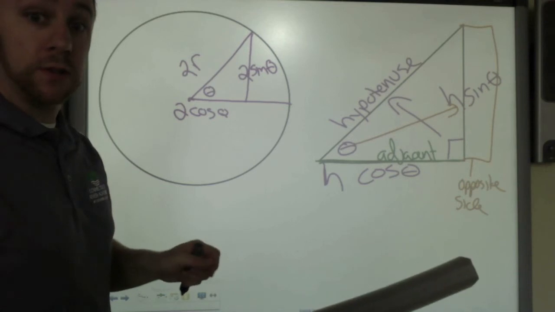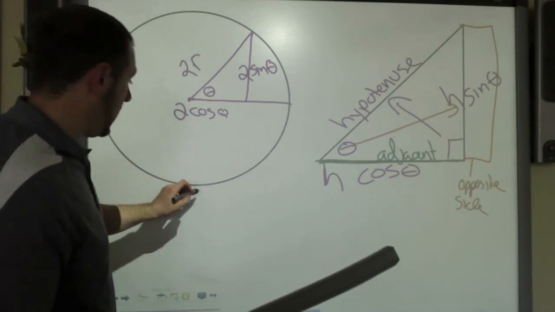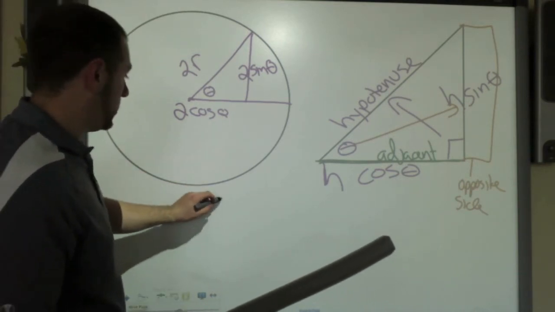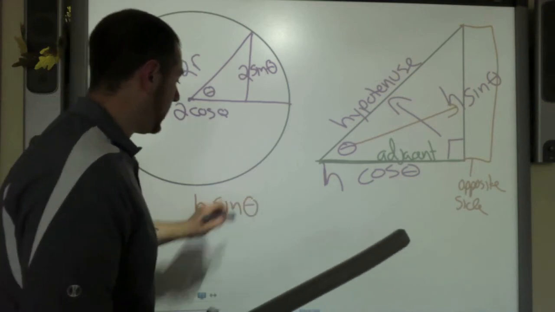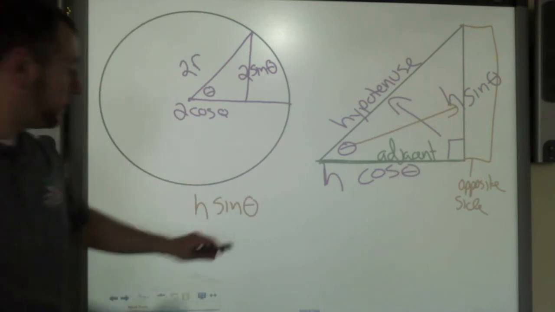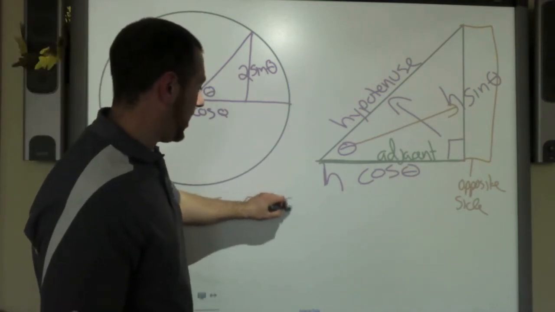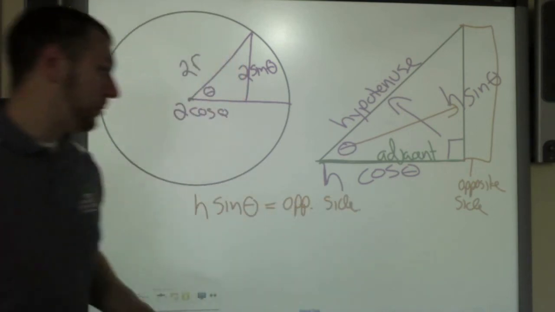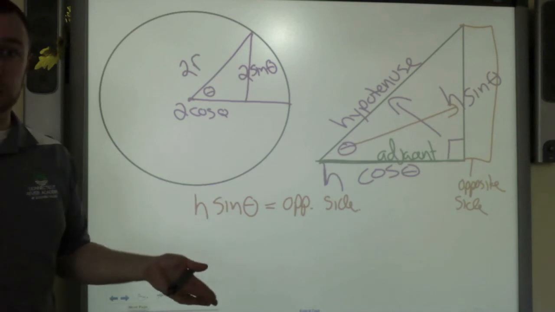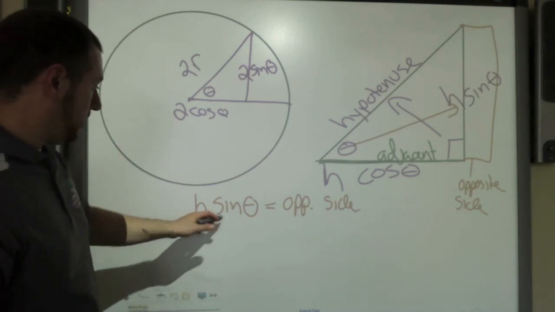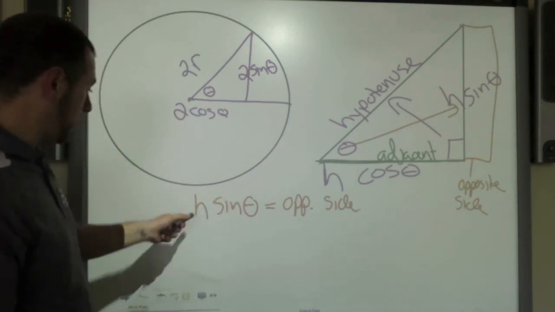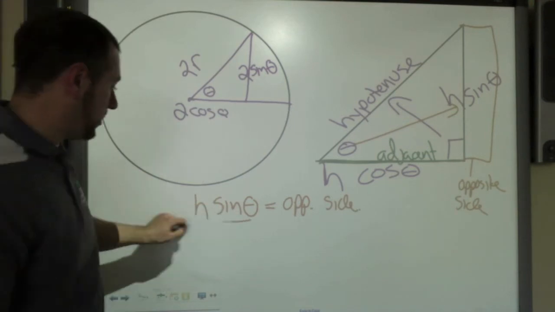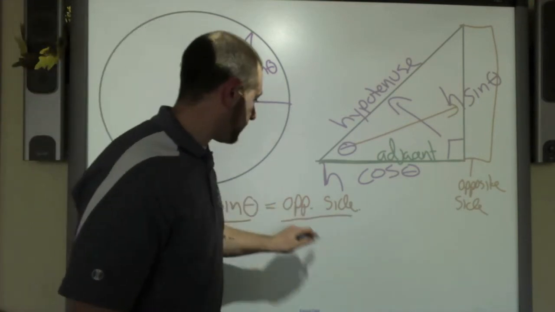Because it's way far away from that angle. This one's next to, adjacent meaning next to, opposite is on the other side. So we can actually set up an equation. Okay? H times the sine of theta of that angle equals that opposite side.